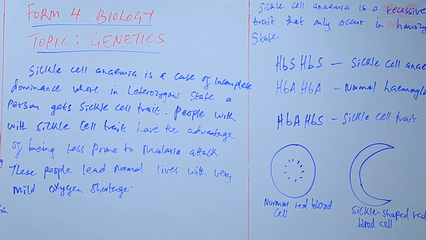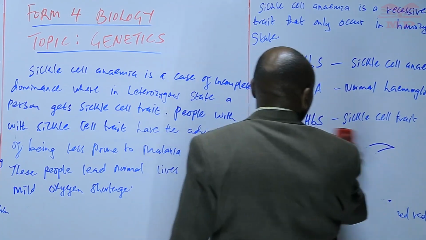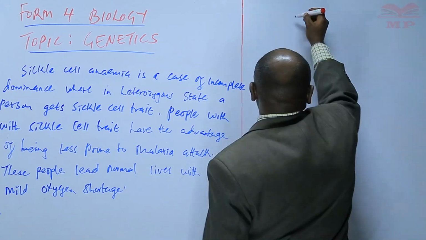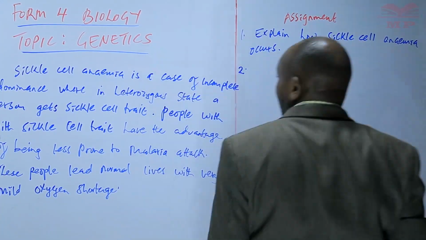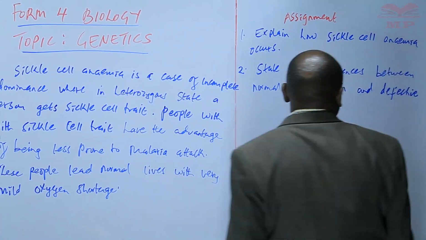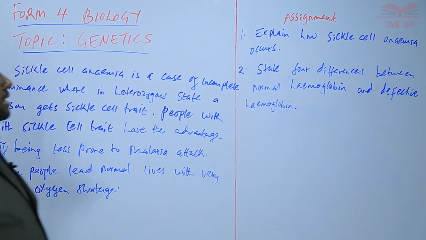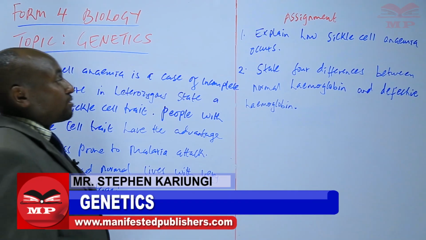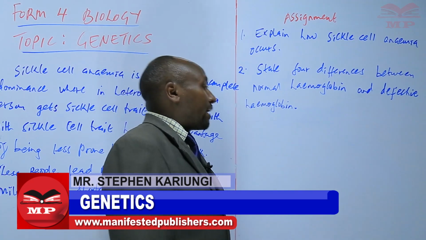So that being the case about sickle cell anemia, we are going to have some questions. So in the assignment, number 1, explain how sickle cell anemia occurs. Number 2, state 4 differences between normal hemoglobin and defective hemoglobin.